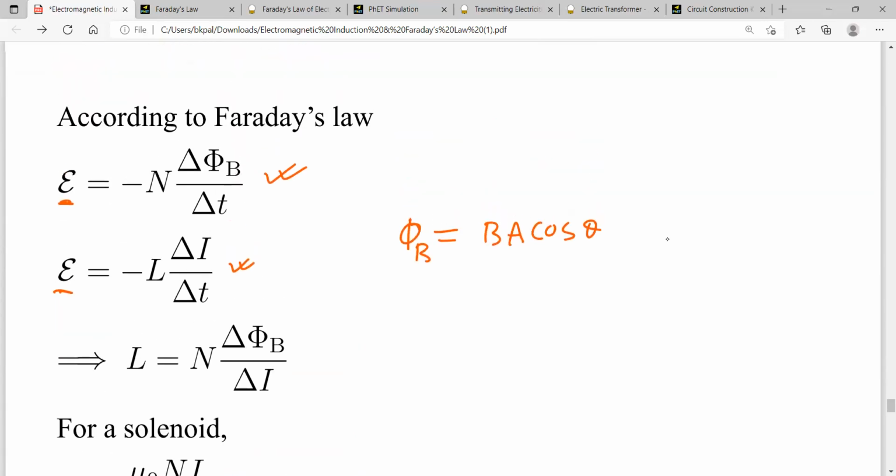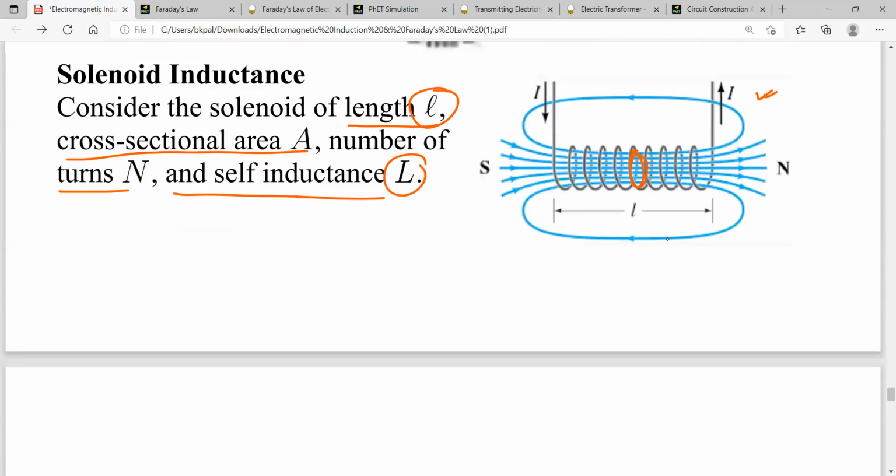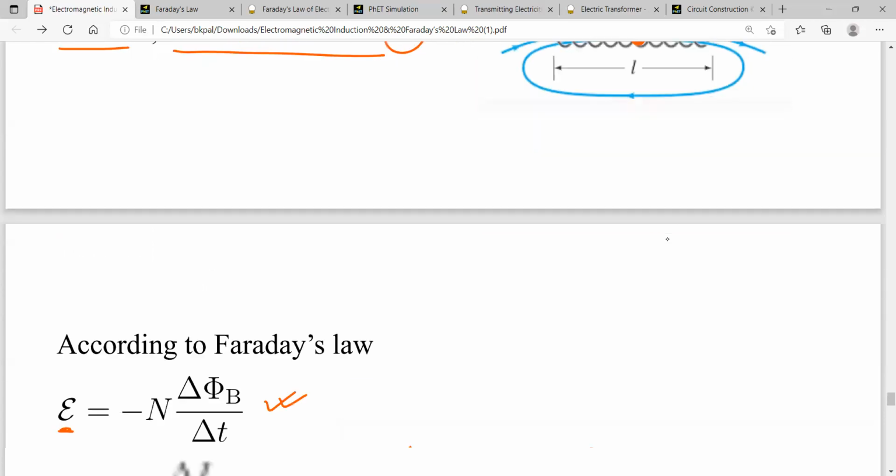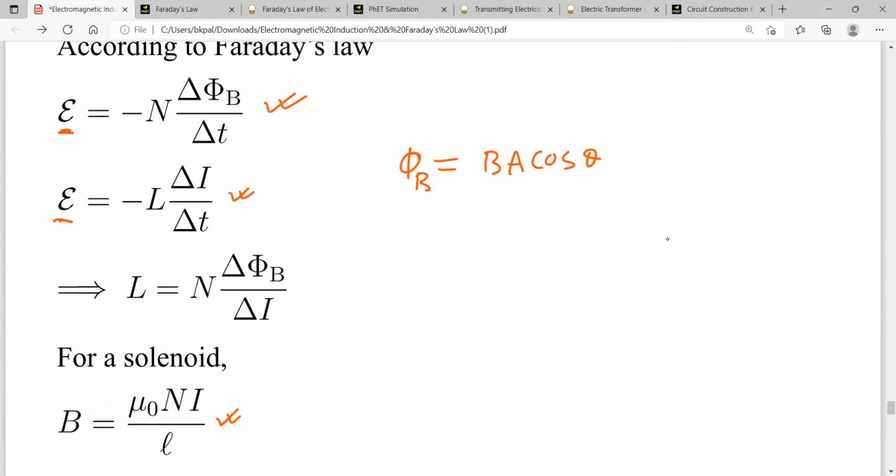So in this case, you can see that the magnetic field is in this direction, and if this is the area, the direction of area is also this. So cosine theta is basically equal to cosine 0 degrees, which means 1. So it is basically BA. And B is equal to mu 0 N I over l, times A.